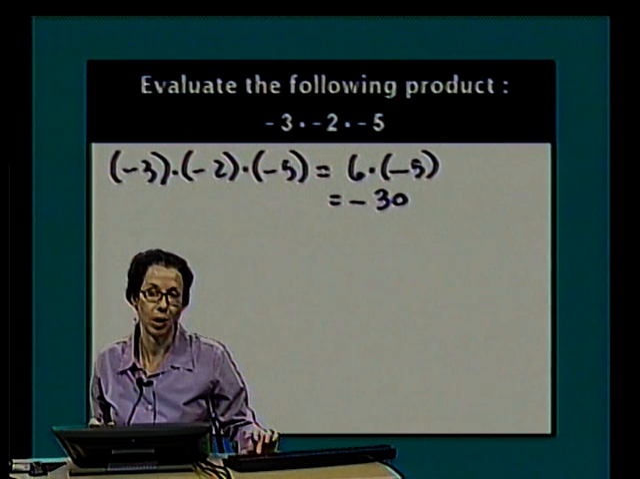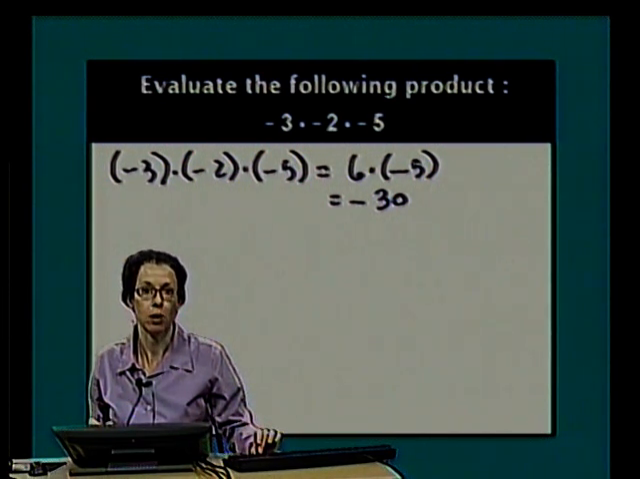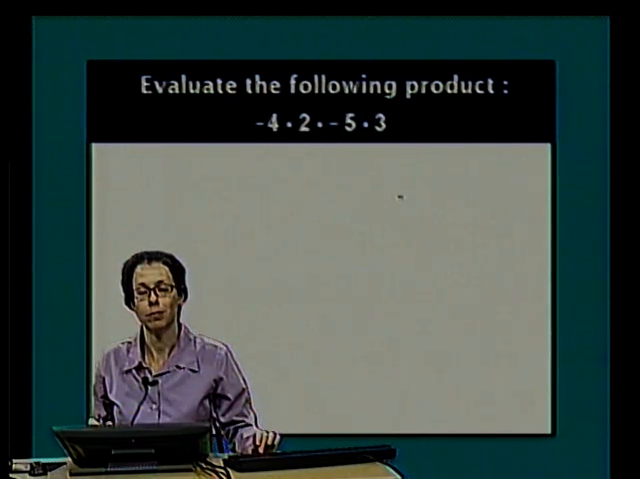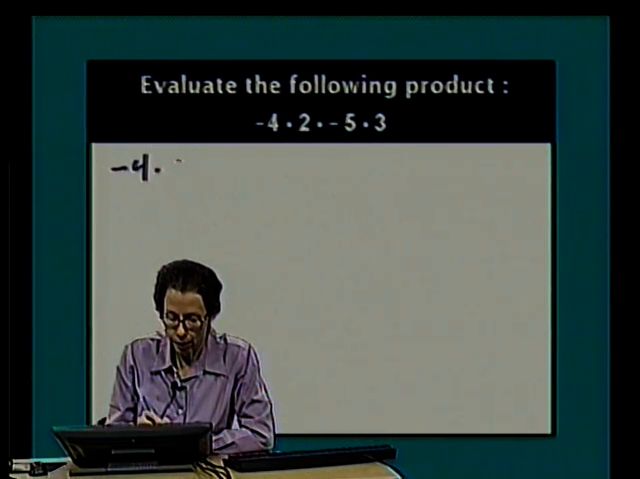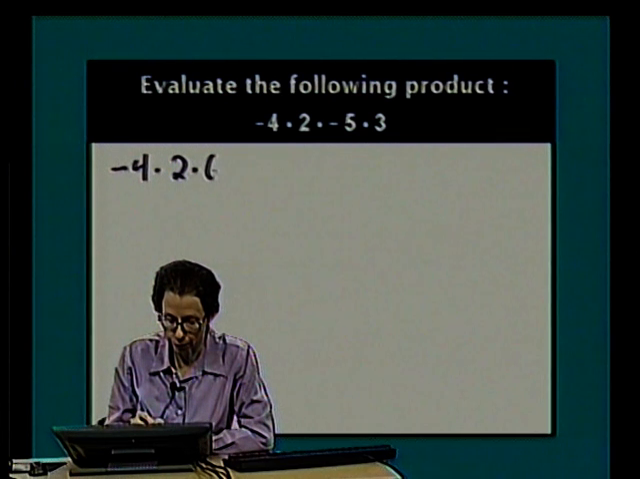So in this example, I had three negative factors. The result was negative. So now let's look at an example where we have two negative factors.